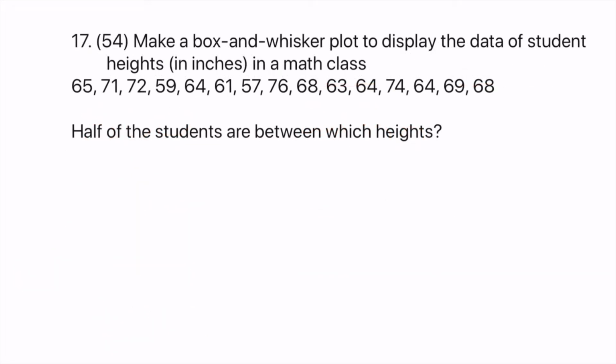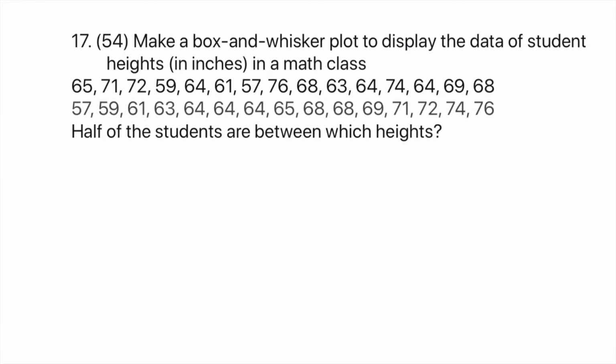Number 17 is from lesson 54. Make a box and whisker plot to display the data of student heights in inches in a math class. So remember, to do a box and whisker plot, we first need to put all of these numbers in order from least to greatest. So I'm going to do that real fast. Okay, so I have rewritten all of the numbers in order from least to greatest. And the first thing we need to do is find the median. So if we count inwards from both sides, we know that our median is 65.